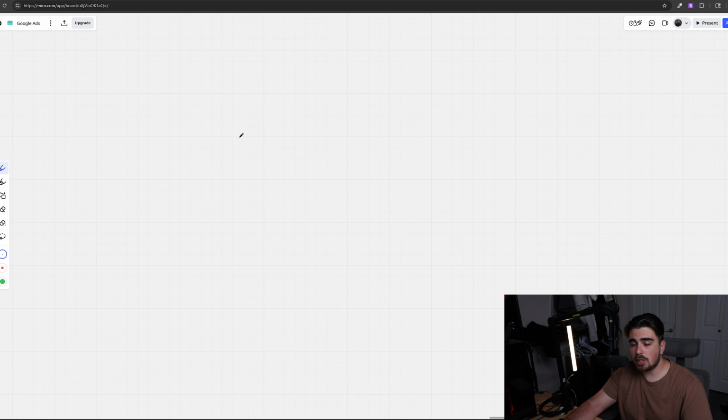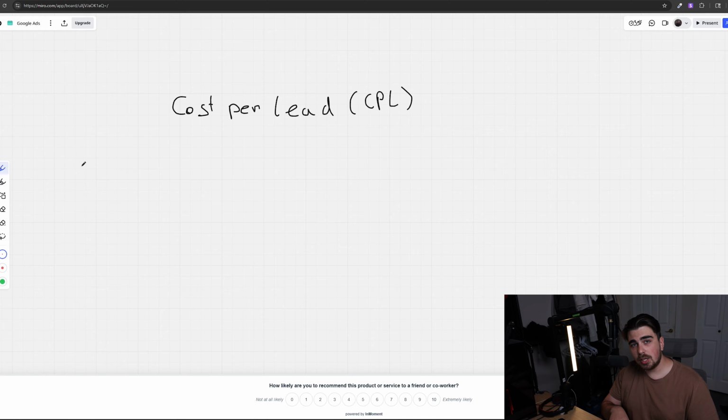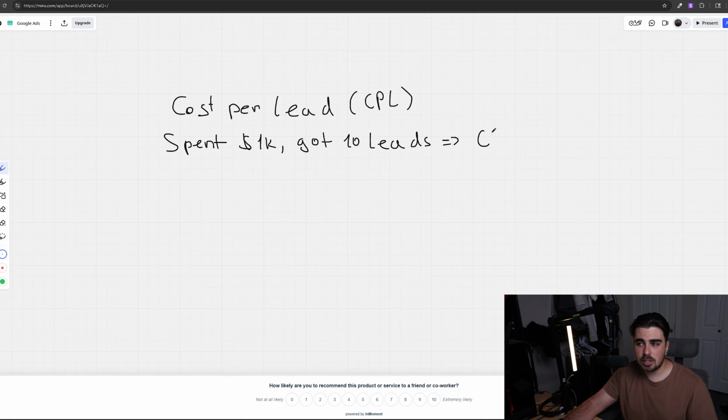The first one we're going to start with is cost per lead. In marketing terms, we call it CPL. This is the main number that tells you whether your ads are working well or not. So let's say you spent 1K and got 10 leads. We can derive that your cost per lead is $100. So $100 is what you're paying to get one lead on your website form, or maybe a call, right?